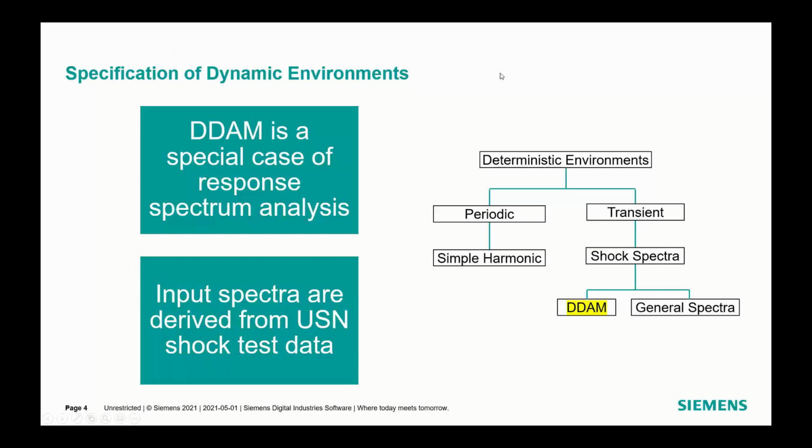So in the simplest terms, there's two different types of deterministic environments. There's the steady state harmonic or periodic functions and the transient functions. And shock spectra falls under that transient umbrella. And DDAM is a very specialized type of shock spectrum analysis.